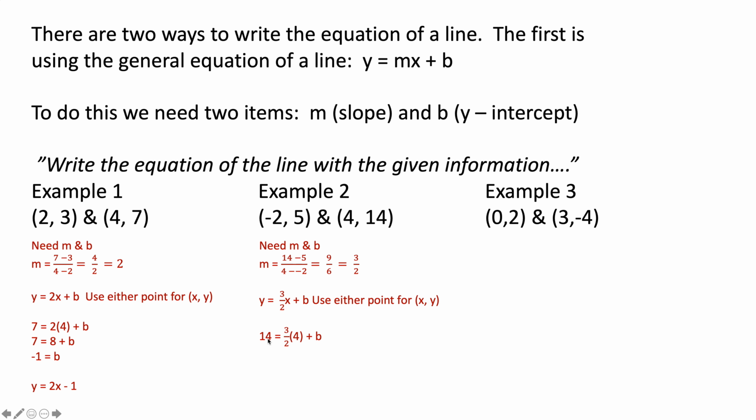So the y is 14, the x is 4. So 3 halves times 4 is equal to 6. So 14 is 6 plus b, subtracting 6 from both sides, and I get b is 8. So now I know my slope is 3 halves. That stays in front of the x. And I know my number at the end, my b, is positive 8. So I get y equals 3 halves x plus 8. Okay? All right, so now you have 2 examples in front of you. Let's see you try example number 3.